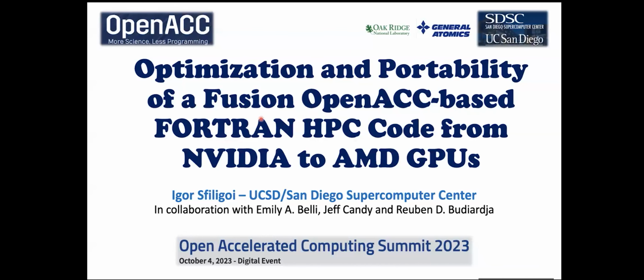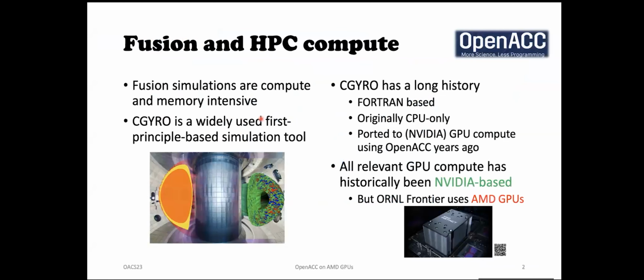So, what are we talking about? Well, we are talking about Fusion codes. And for anybody who knows Fusion, you will know it's very compute and memory intensive. In particular, we are talking CGYRO, which is a widely used first principles based simulation tool. It has a long history.